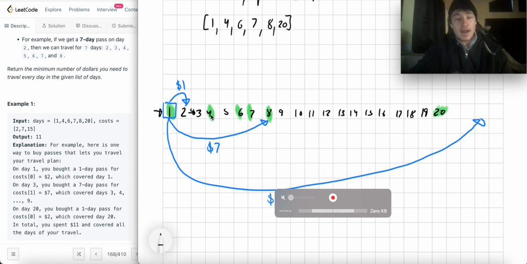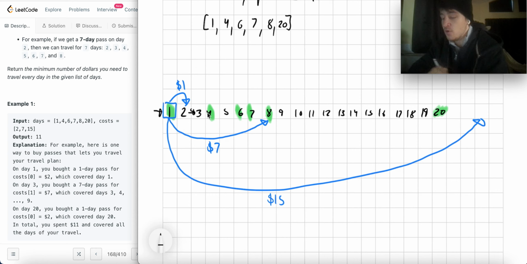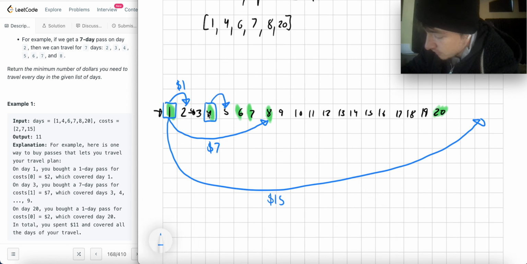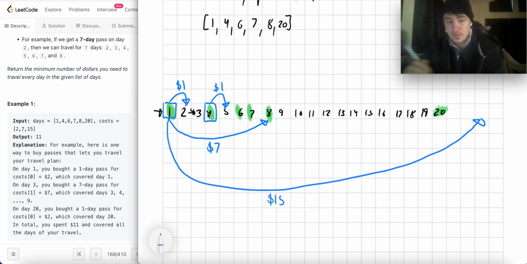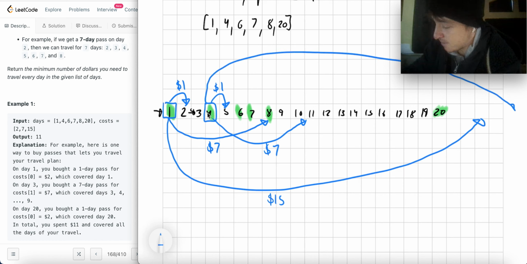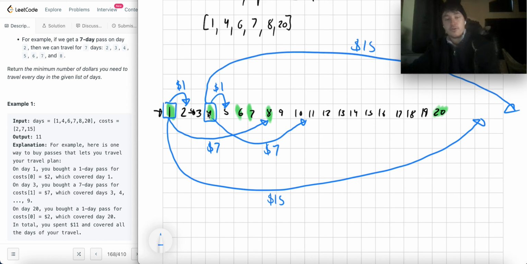Now I'm at day 4 and I don't have a pass if I was to choose to use this dollar path. So what am I going to do? Well, I could play this same exact game. For day 4, I could spend $1 and go to the next node. I could spend $7 and go 1, 2, 3, 4, 5, 6, 7, and go here. Or again, I could buy a 30-day pass and I'd be off the board for $15.